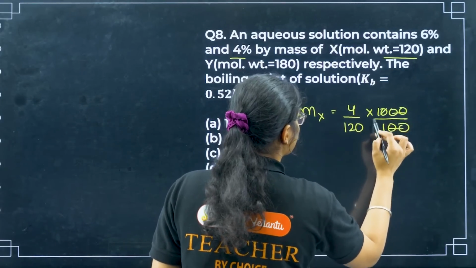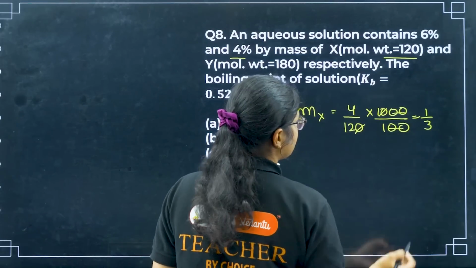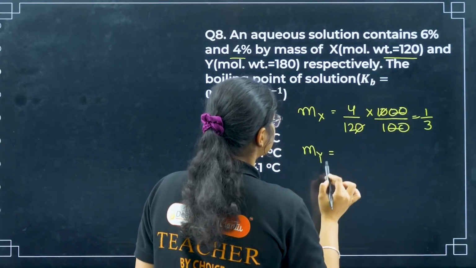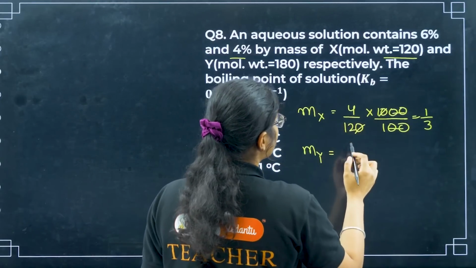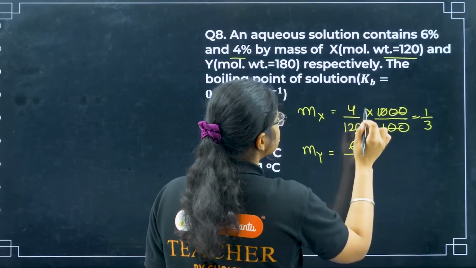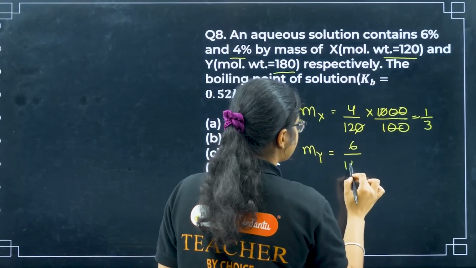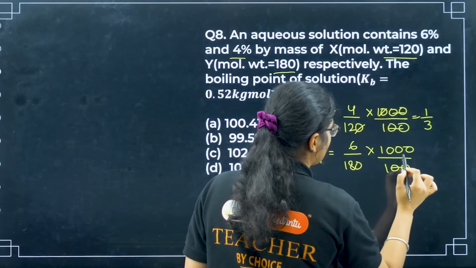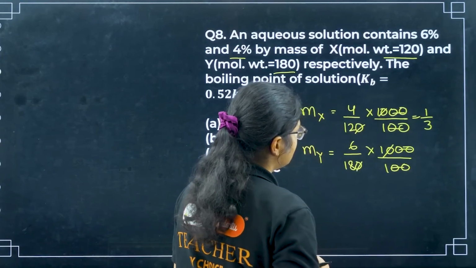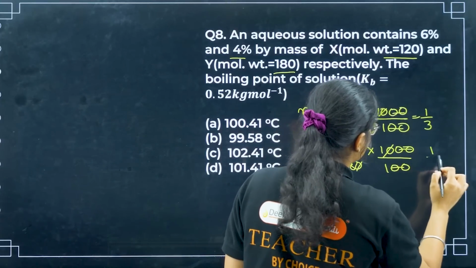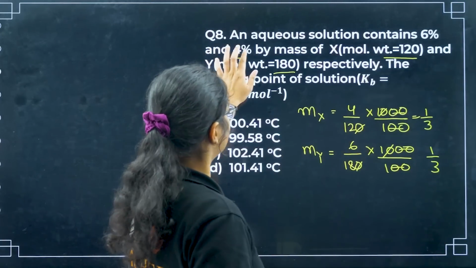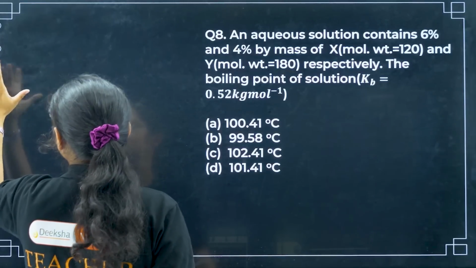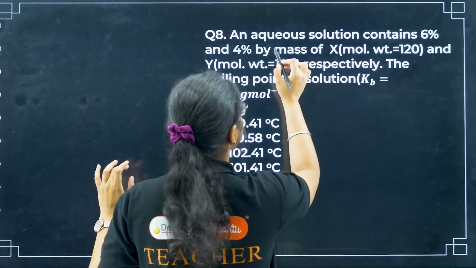I can cancel this one. I will get 1 by 3. Next, molarity of Y here. I have 6 by 180 into 1000 by 100. Again, I can cancel this one. So I will get 1 by 3. So for X, the mass was 120. Oh, no, I did wrong here. Just a minute. I have taken wrong values.